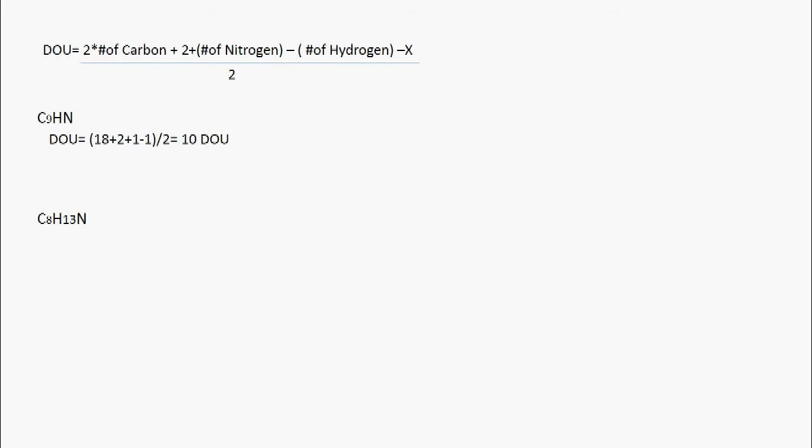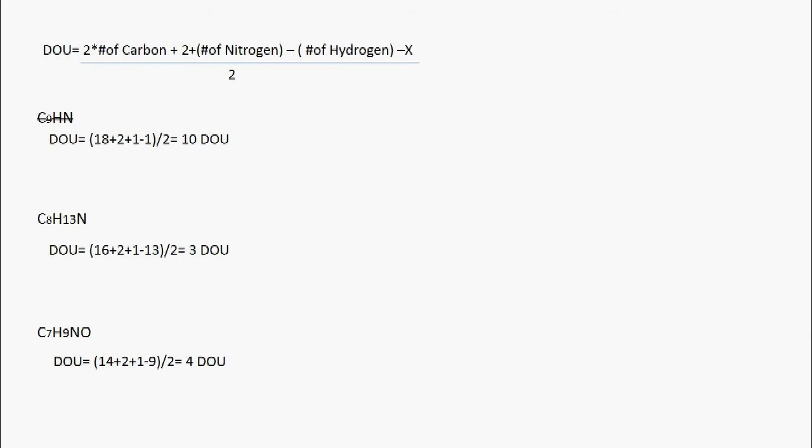Next, C8H13N calculates down to 3 degrees of unsaturation, which is very reasonable and very possible. Last, we're looking at our C7H9NO, which calculates out to 4 degrees of unsaturation. Now, the C9HN probably isn't possible because I don't know if there's any real way to do that with only one hydrogen. But that still does leave us with the two remaining ones of C8H13N and C7H9NO.